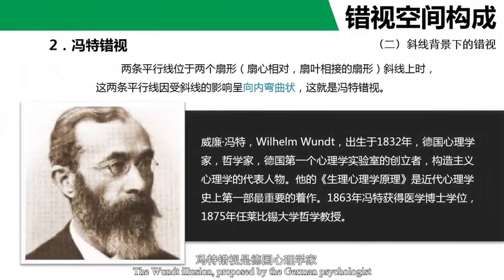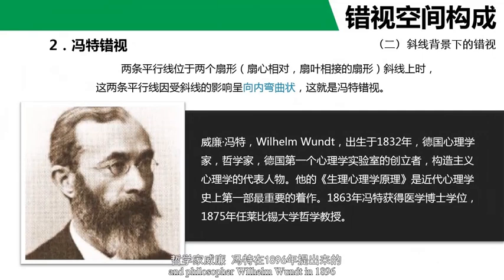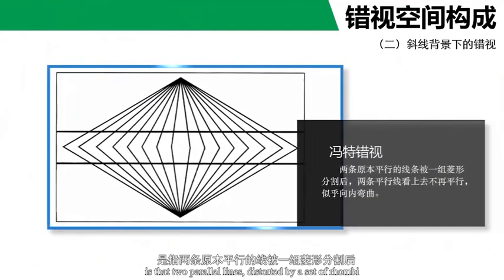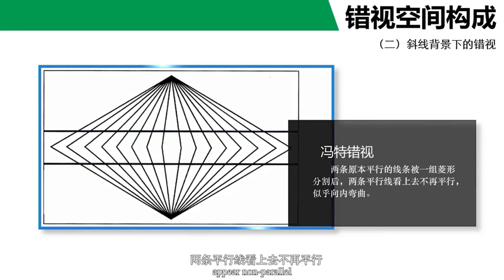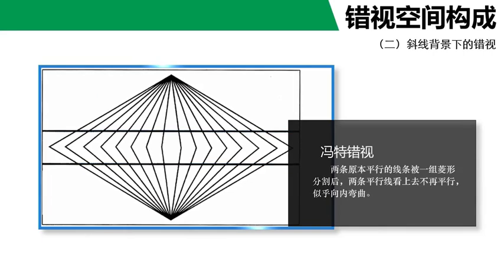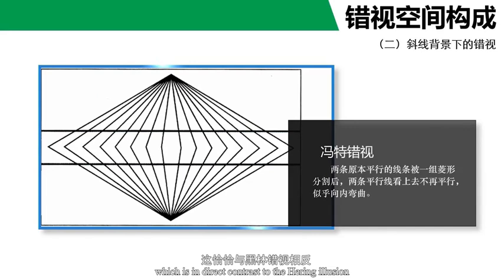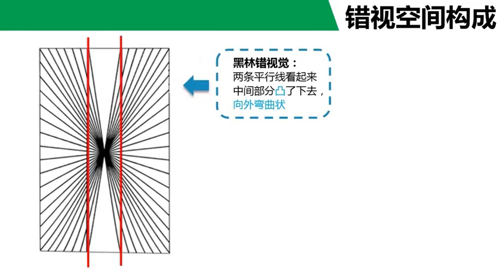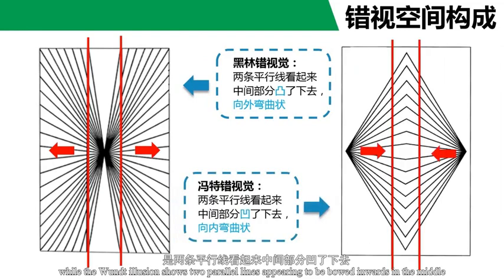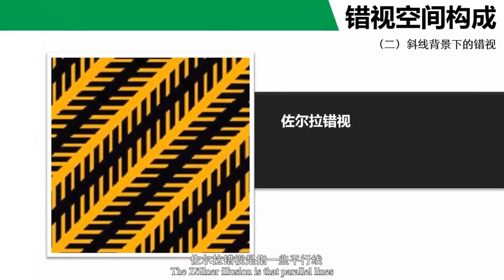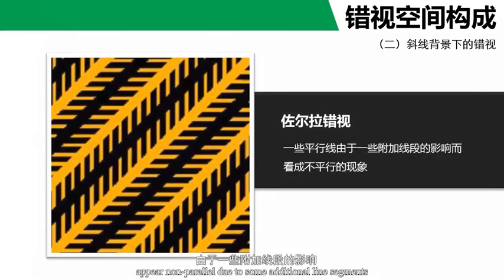The Wundt illusion, proposed by the German psychologist and philosopher Wilhelm Wundt in 1896, is that two parallel lines distorted by a set of rhombi appear non-parallel, but seem to be bowed inwards, which is in direct contrast to the Hering illusion. So let's compare them. The Hering illusion shows two parallel lines appearing to be bowed outwards in the middle, while the Wundt illusion shows two parallel lines appearing to be bowed inwards in the middle. The donut illusion is that parallel lines appear non-parallel due to some additional line segments.